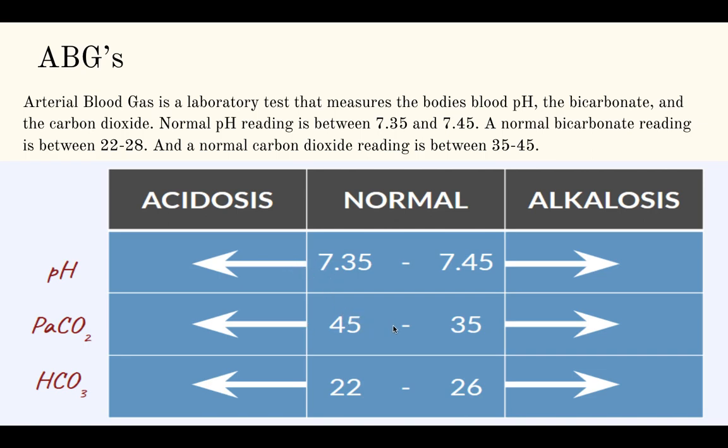And then for the CO2, or the partial pressure of CO2, if you are above 45, then you are considered acidic, and if you are below 35, you are alkalotic. And then the third thing it measures is the bicarbonate, which if you have less than 22, you are considered to be acidic, and if you're above 26, you're considered to be alkalotic.